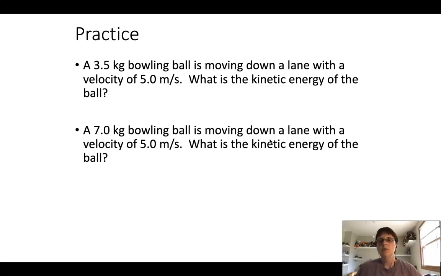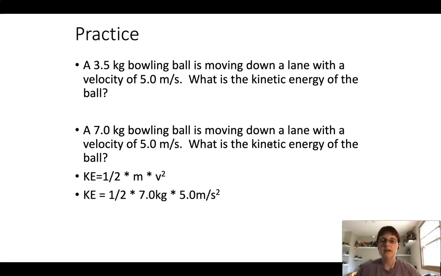Our second problem is a 7.0 kilogram bowling ball now moving down the lane with the same velocity, 5.0. What's the kinetic energy of the ball? It's the same setup, so we're going to use the same formula. We just plug in the 7 kilograms instead of the 3.5 kilograms. When we do the math for this one, we get 87.5 for the kinetic energy. That makes sense: it's double, and the mass of the ball was twice as much.